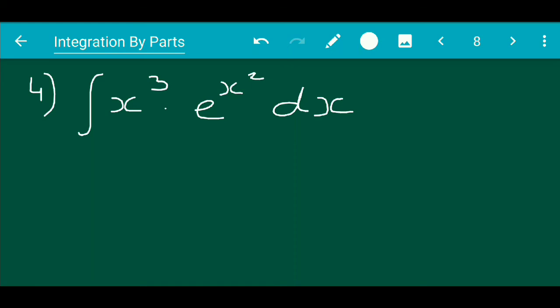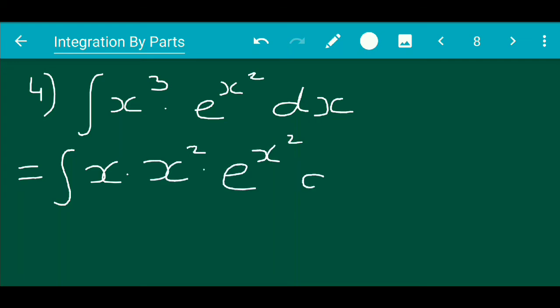In the fourth question, the question is integral of x cube into e raised to x square dx. Okay. Now observe how to do this sum. Obviously, e raised to x square is there, so it becomes a substitution sum. We have to use substitution as well over here. So first of all, we modify the integral slightly by writing this way, that is integral of x cube can be written as x into x square and the remaining e raised to x square dx.